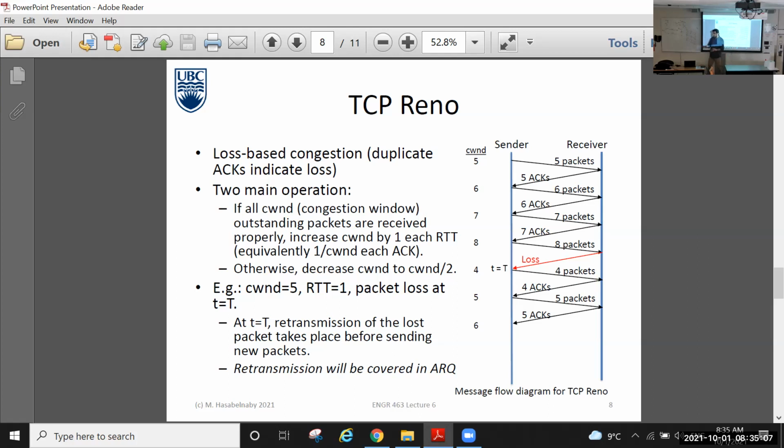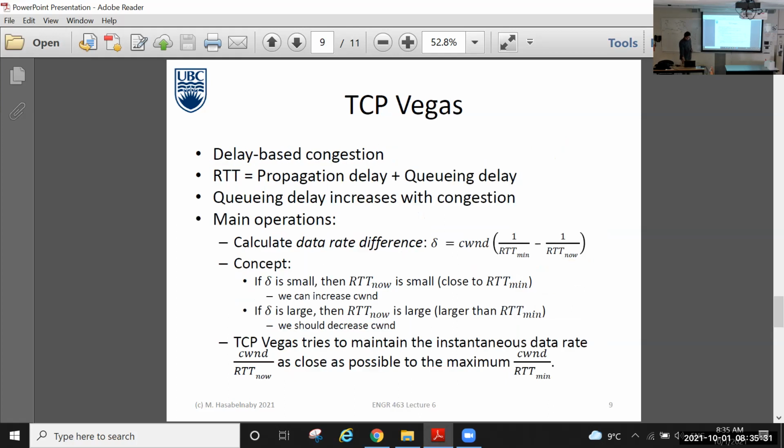So if the network has no congestion, we will increase the congestion window. If we have congestion, if we have a problem in the network, we decrease the congestion window. This is what happens in TCP Reno.